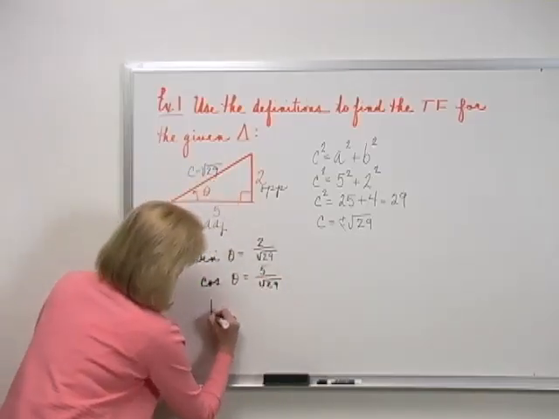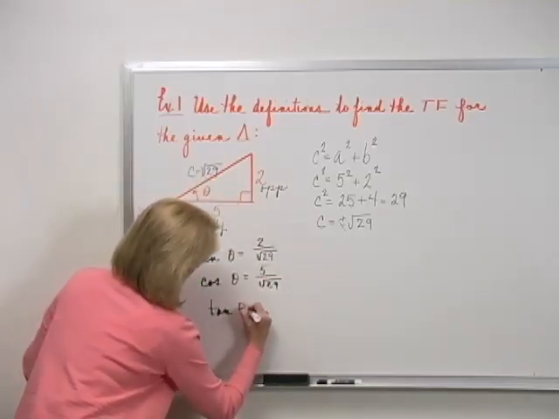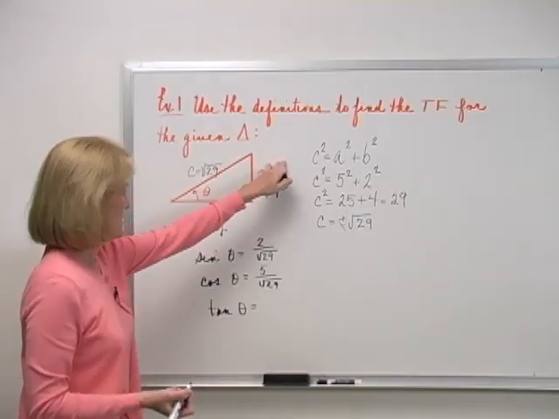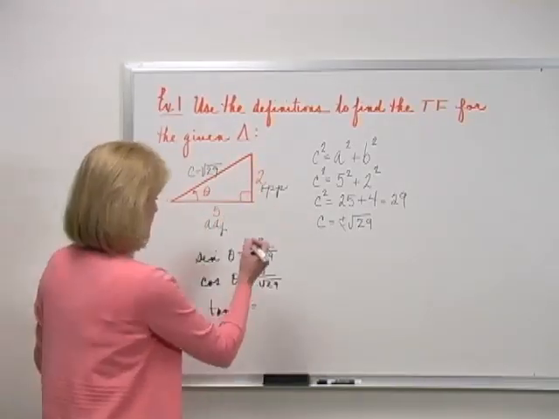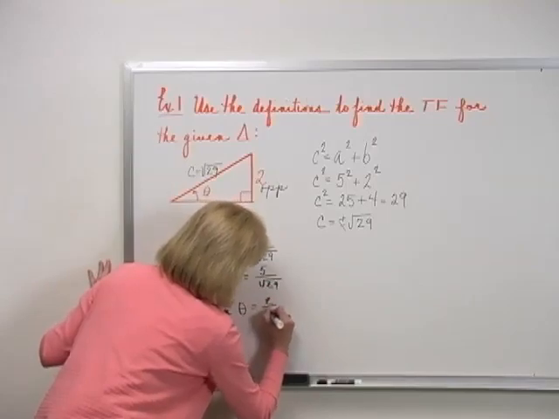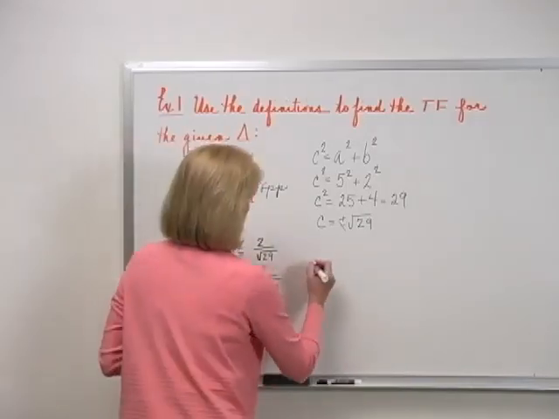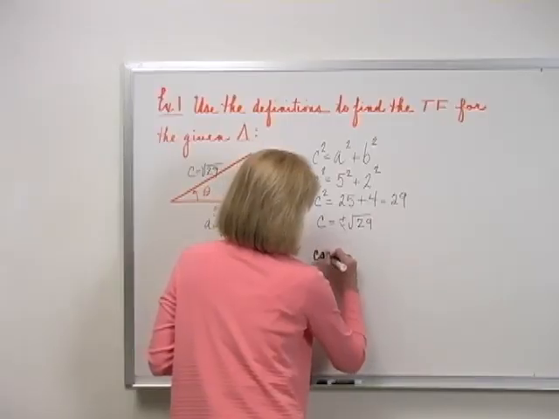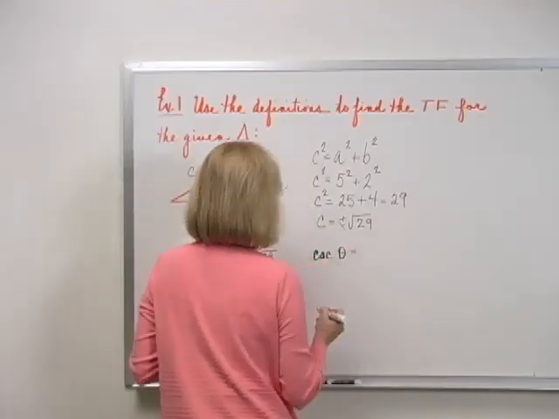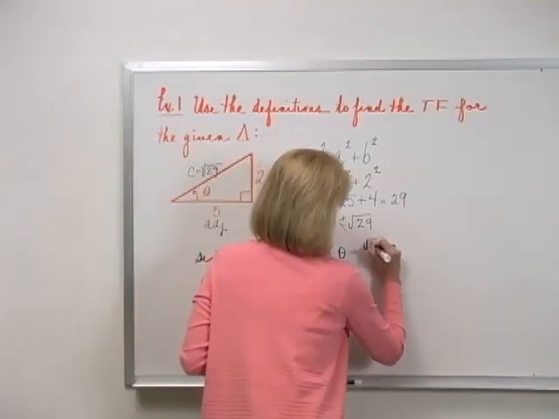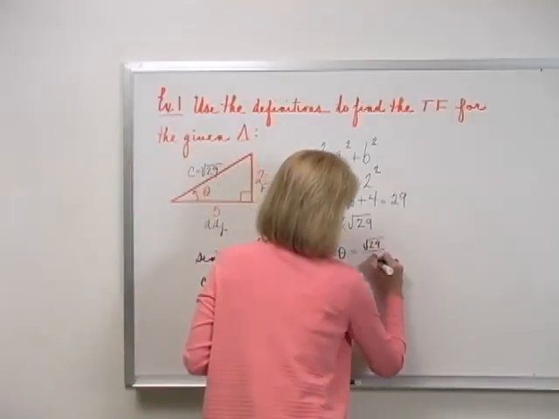And then the tangent of theta. Okay, say it to yourself. What is it? It is the opposite over the adjacent. So it's 2 over 5. All right, next 3. Cosecant of theta is the hypotenuse over the opposite. Square root of 29 over 2.